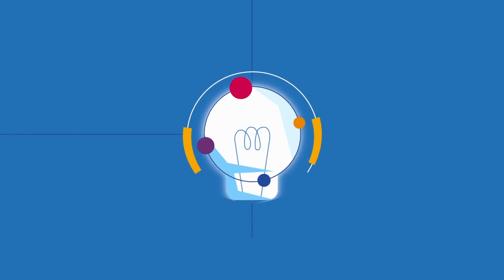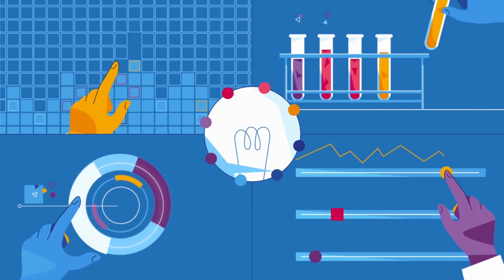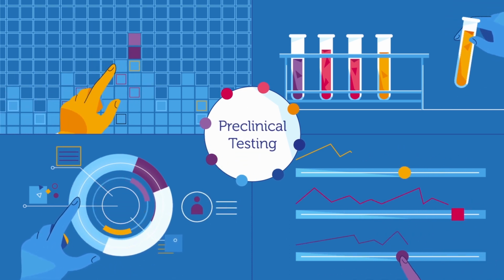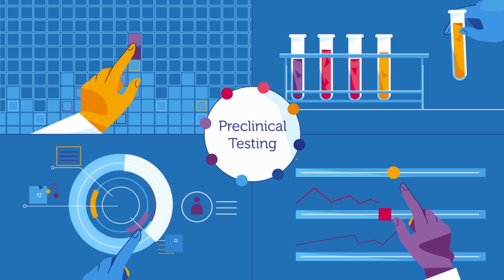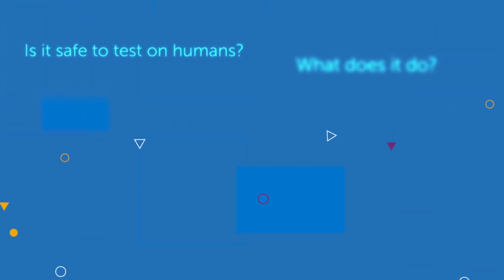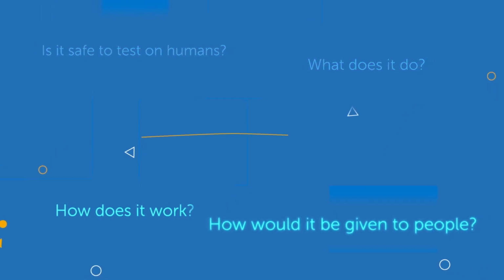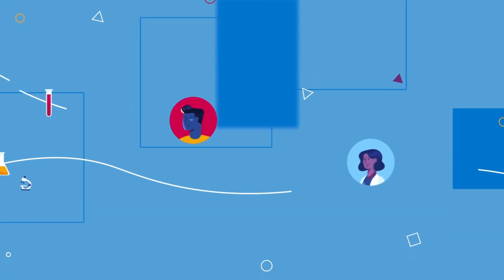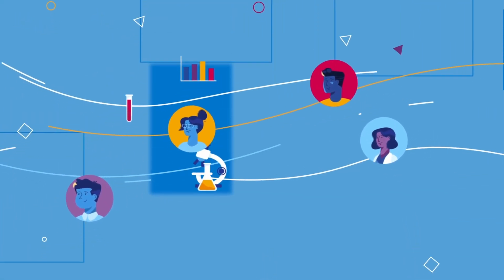That idea then spends years being studied and worked on in a lab. This is called preclinical testing. Preclinical is the testing phase before it goes into humans. It answers certain questions about a new drug. Then the most promising ones move on to clinical studies with people.